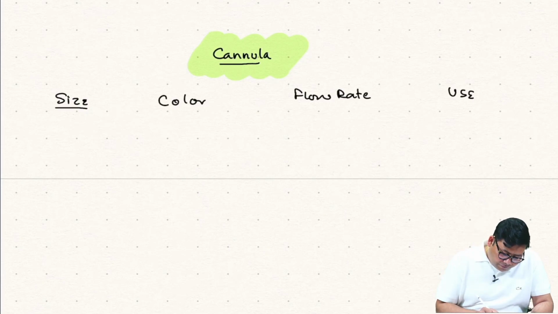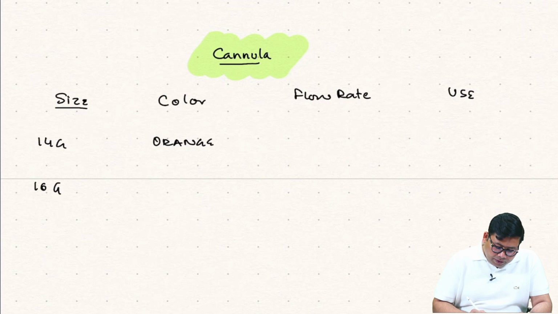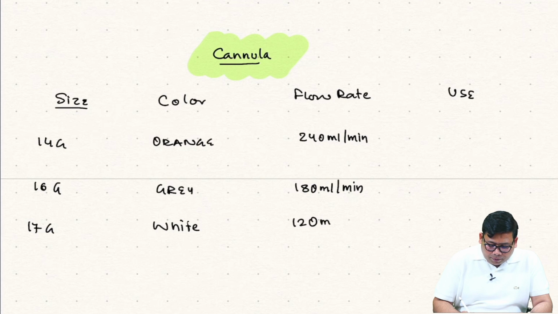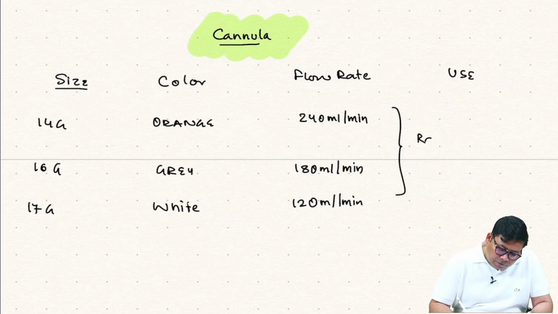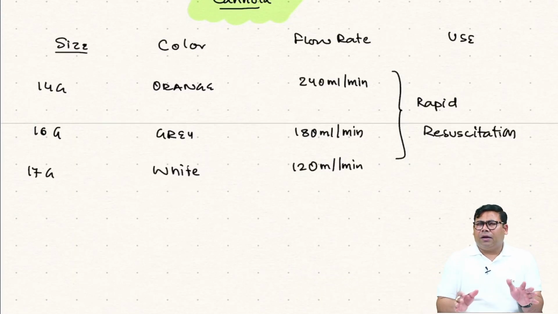For size of the cannula, we have 14G. This is orange, and this is the cannula with the widest bore and heaviest flow. Then we have 16G, that is gray. So 14G is 240 ml per minute, and this is 180 ml per minute. Then we have 17G, which is the white cannula, and this is 120 ml per minute. Do you know all these three cannulas are the cannulas of choice for rapid resuscitation? Whenever you have a patient in the trauma bay, you should prefer these three cannulas, any among them.